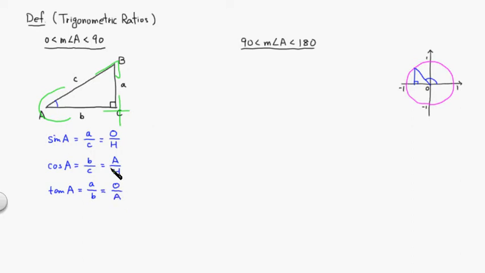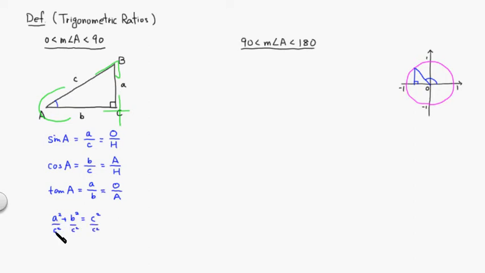All right. So those are the trig ratios, and as you can see, you can use the Pythagorean theorem, which says A squared plus B squared is equal to C squared. Then divide everything through by, say, C squared.